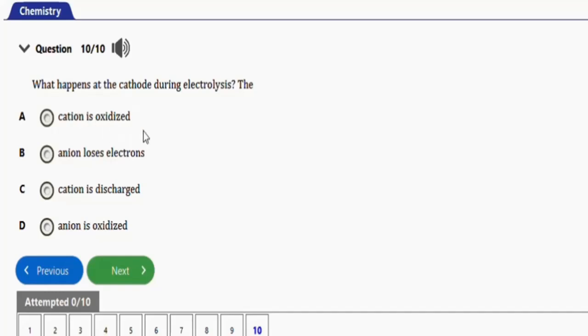They say what happens at the anode during electrolysis? The cation is oxidized. No, reduction is what occurs at the cathode. Anion loses electrons, cation is discharged, anion is oxidized. So the right option is option C. Cation is discharged because cations migrate to the cathode to get discharged, whereas anions migrate to the anode to get discharged. So the right option is option C.